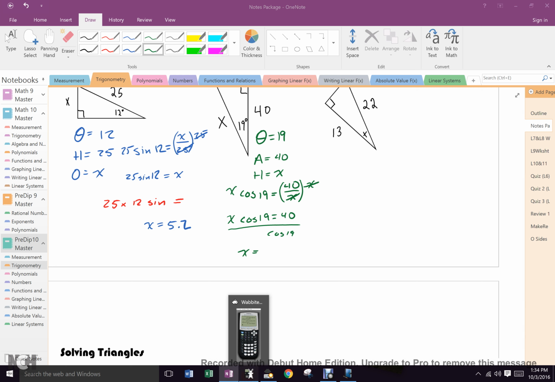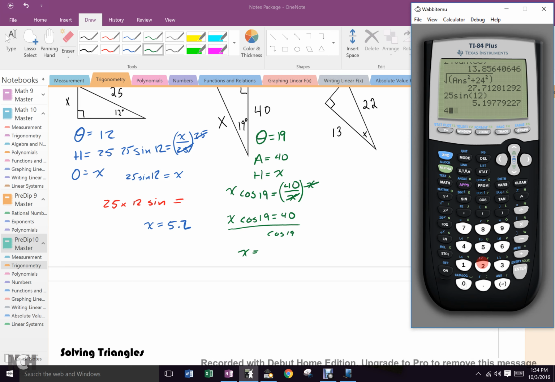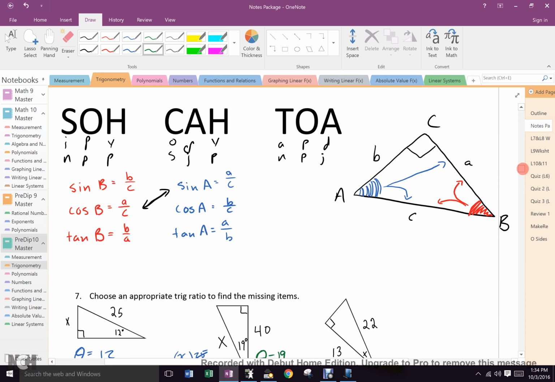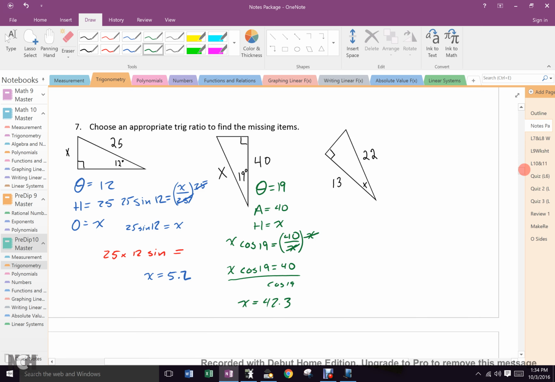Now when I go to my calculator, 40 divided by cos 19, close brackets, equals. And I get 42.3. Now the next thing I need to do is check something. I was looking for the hypotenuse, wasn't I? So that number that I get had better be bigger than the number that I have, right? Because the hypotenuse has to be the longest side.